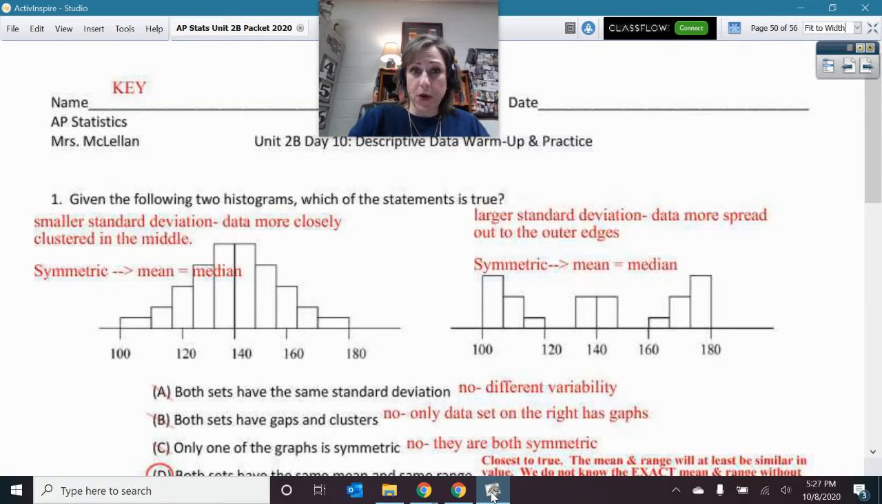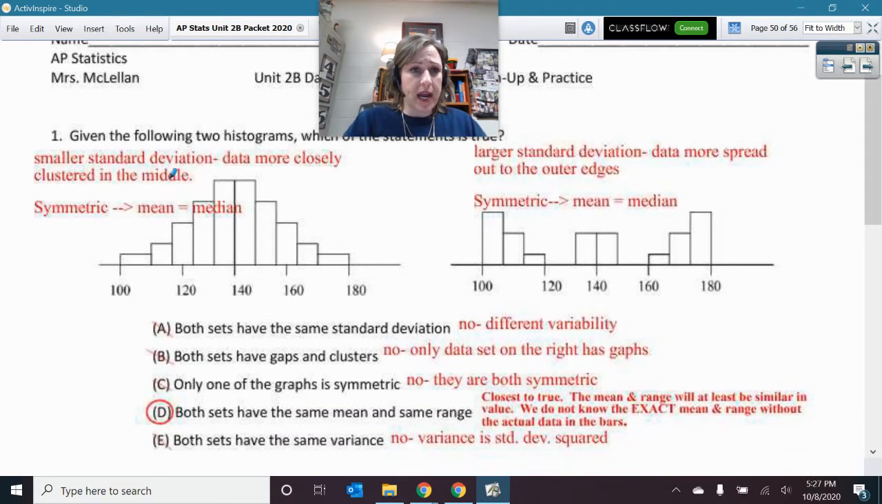All right, let's go over this Unit 2B, descriptive data warm up and practice. Okay, so these have got some really good thinking problems on this. All right, so with this first one, we're asked which of these statements is true. Keep in mind that standard deviation and variance are both a measure of spread. Variance is the standard deviation squared.